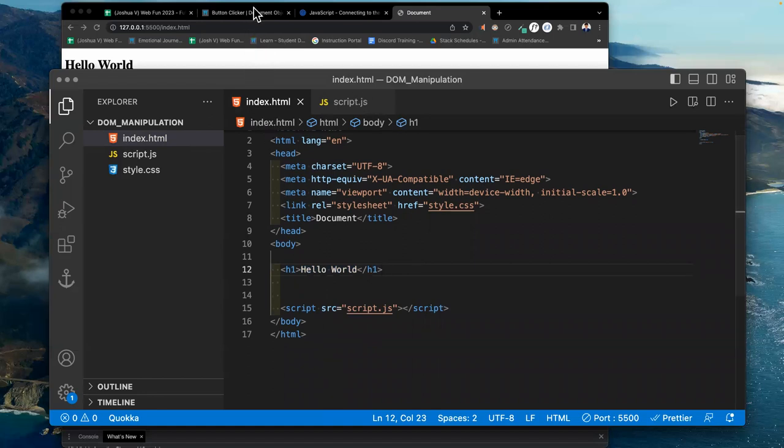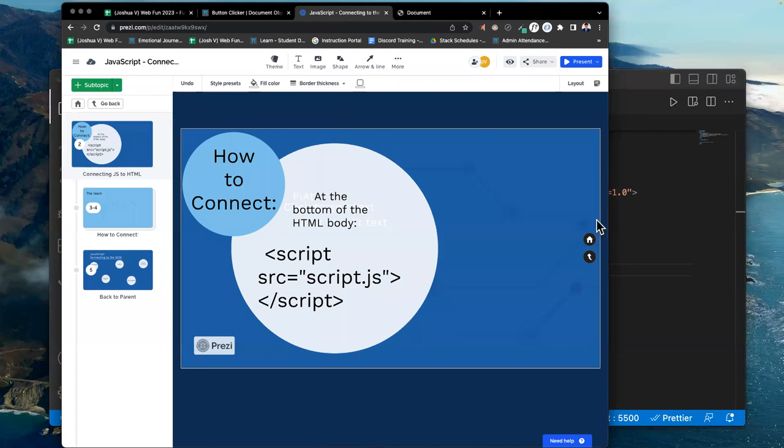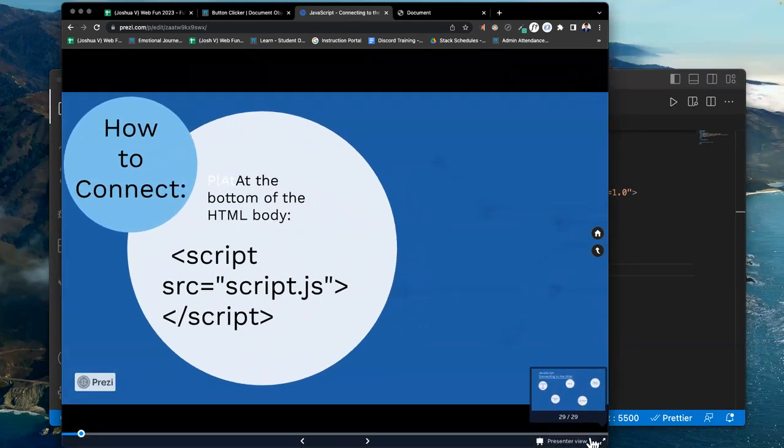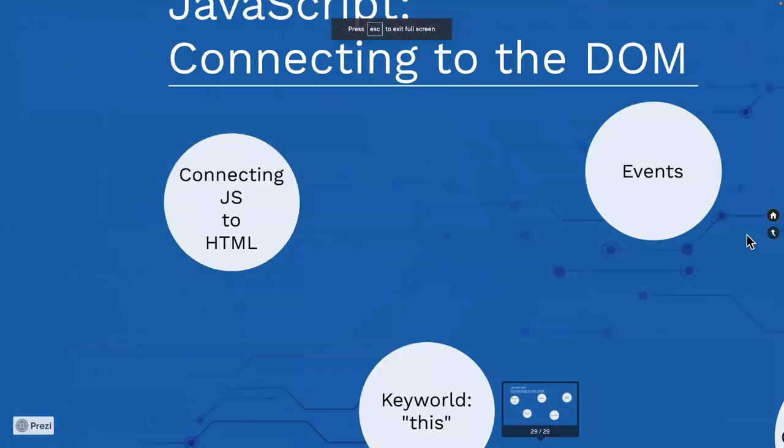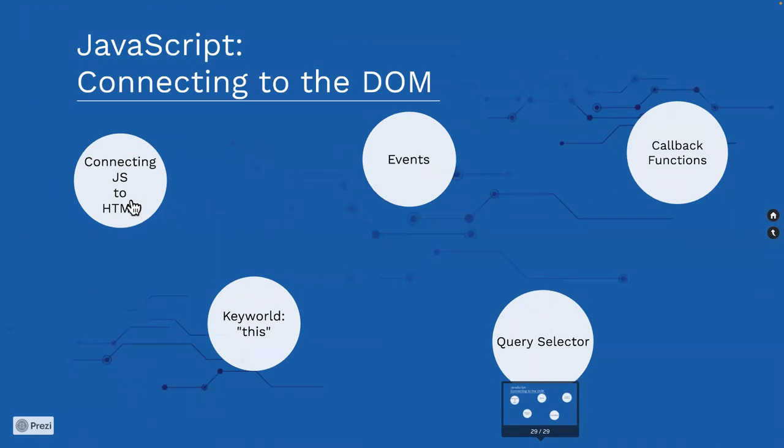So let's continue. That's how we connect. All right. So let's get out of here. And now that we've connected our JavaScript to our HTML, we are going to see now what we can do once it is connected. All right, so let's look at the titles of these slides.